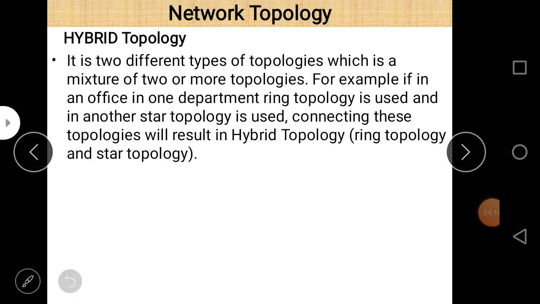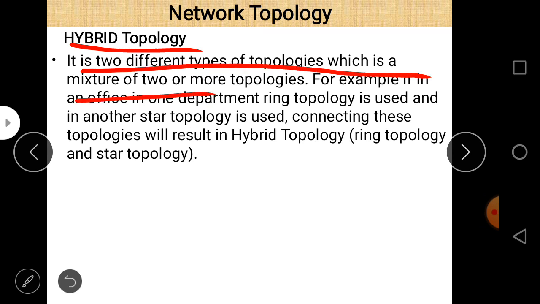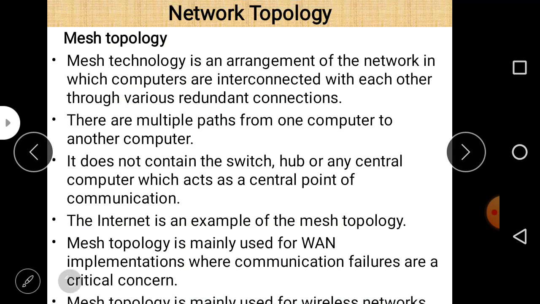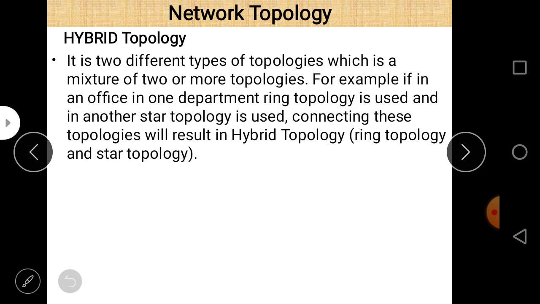Next is hybrid topology. As the name says, hybrid topology is a combination of more than one topology. It is a mixture of two or more different types of topologies. For example, if in an office, in one department ring topology is used and in another, star topology is used, connecting these topologies will result in a hybrid topology.